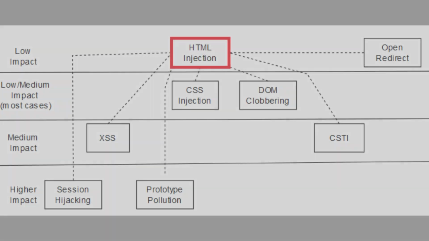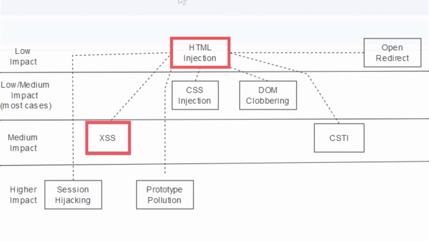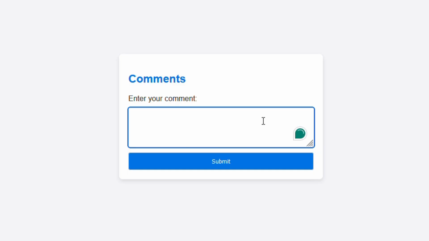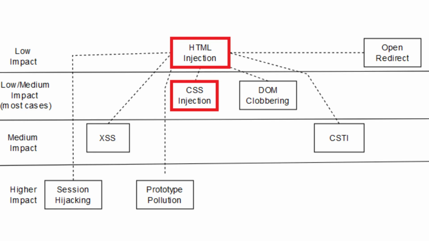Here are some vulnerabilities that can be chained with HTML injection to increase the overall impact. XSS. By injecting script tags along with HTML, you can escalate an HTML injection into a full XSS attack. CSS injection. Injecting CSS can manipulate the visual presentation of the website, which could lead to clickjacking or even phishing or data leakage on the website.